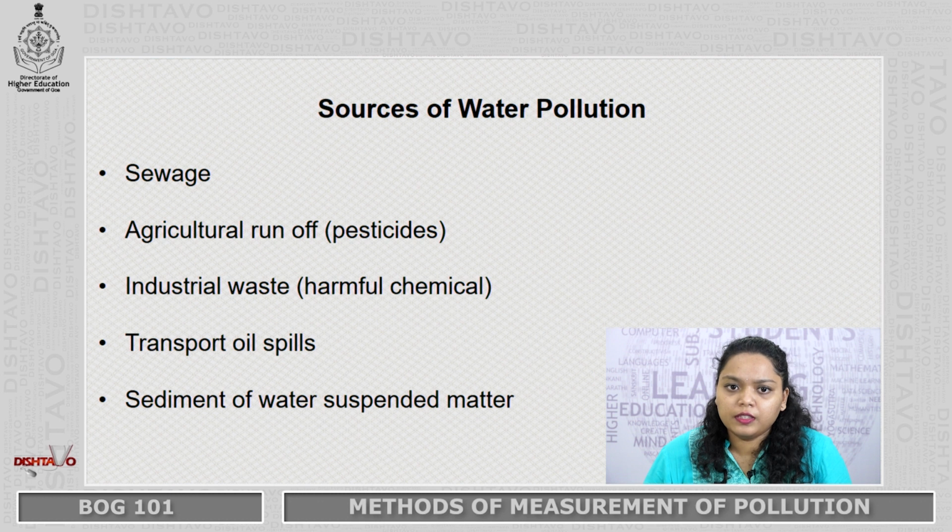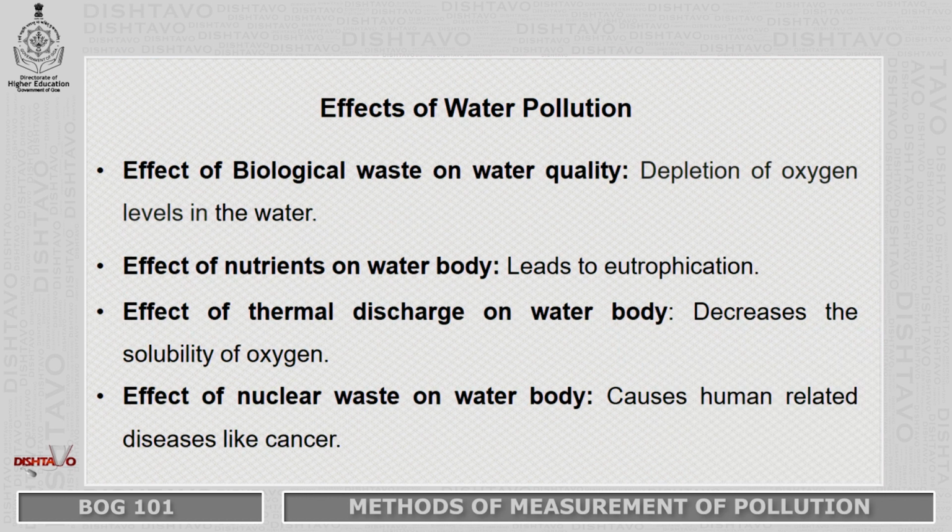Sources of water pollution: sewage, agriculture runoff which includes pesticides, industrial waste which includes harmful chemicals, transport oil spills and sediments of water suspended matter. What are the effects of water pollution? Effects of biological waste on water quality, which depletes the oxygen level in water; effects of nutrients on water bodies, which lead to eutrophication; effect of thermal discharge on water bodies, which decreases the solubility of oxygen; and effect of nuclear waste on water bodies, which causes human related diseases like cancer.